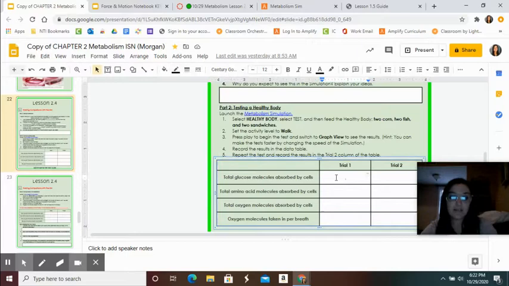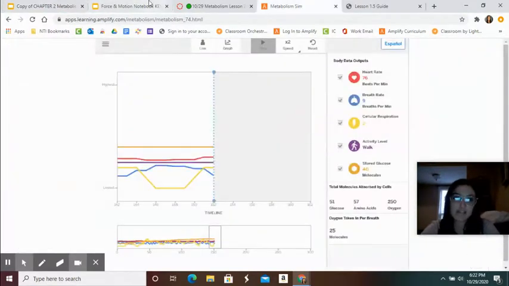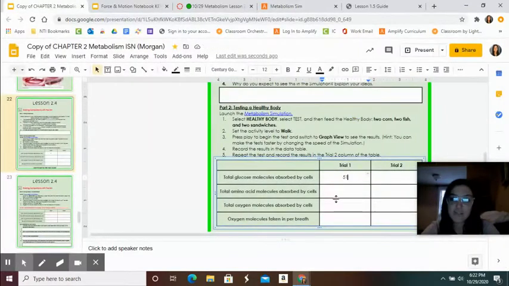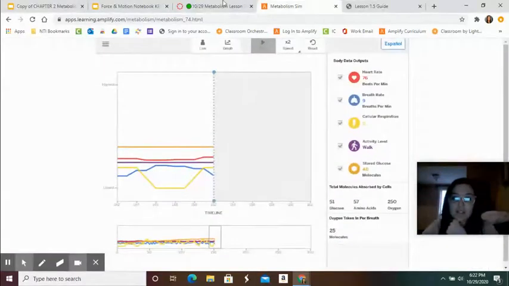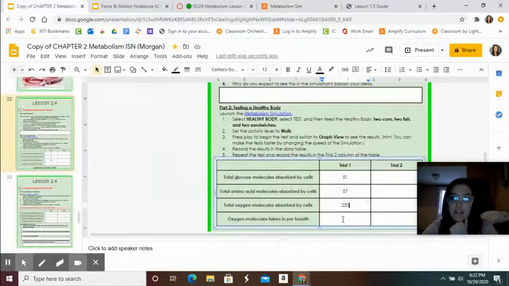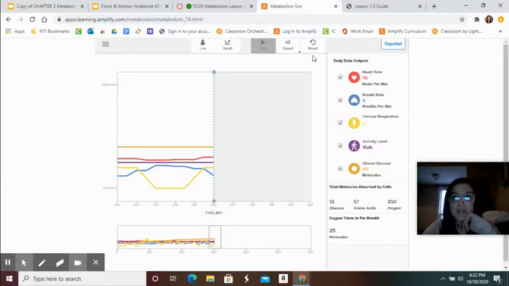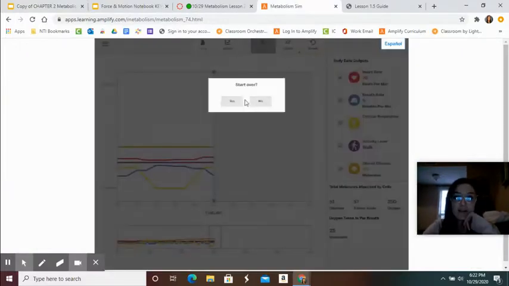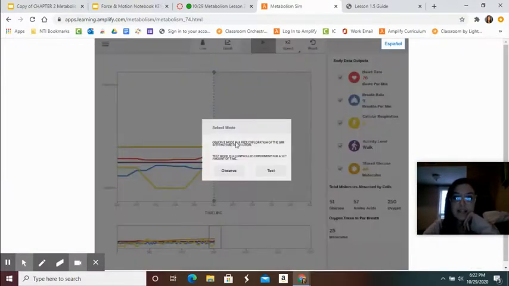So it was 51 glucose and then 57 amino acid and 250 oxygen. And then my oxygen molecules taken per breath was 25. And so I fill in those, and then I'm going to have to do that same thing for one more trial. And so I'm going to go back to my simulation. I'm going to reset it. I'm going to reset all of my settings and start over. I'm going to test my healthy human body.